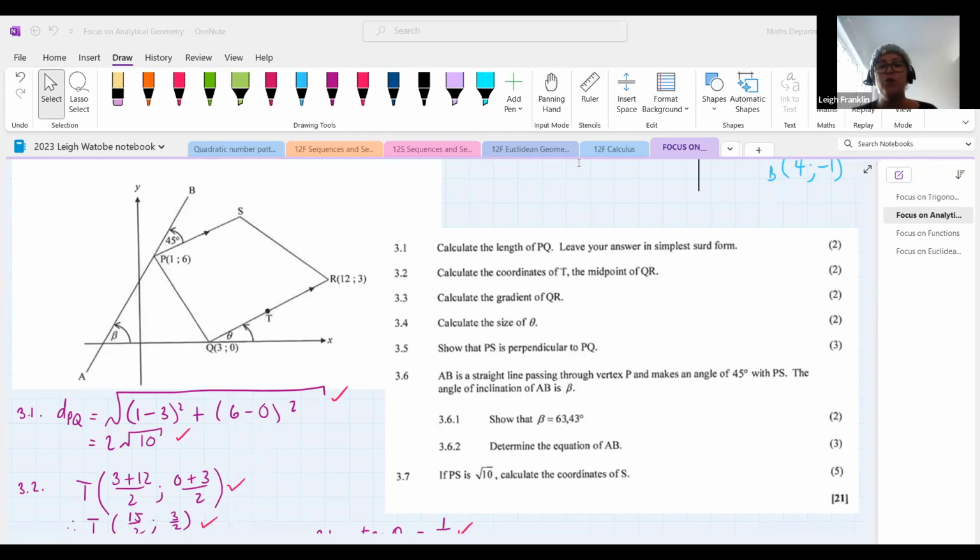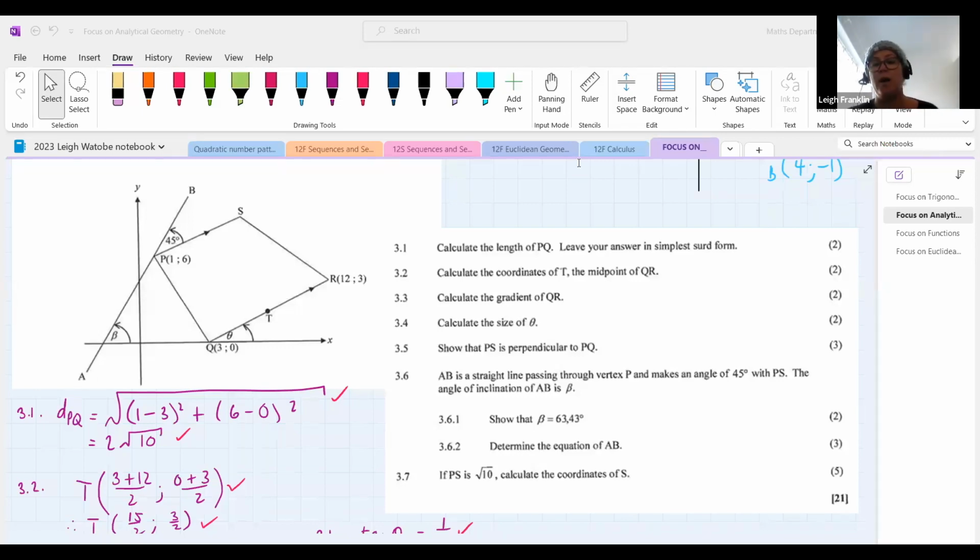That's what we're trying to show is true based on the calculations that we've done. So when they say show that PS is perpendicular to PQ, what they want from you is the gradient of PS, the gradient of PQ. Show that when you times those numbers together, you get -1.